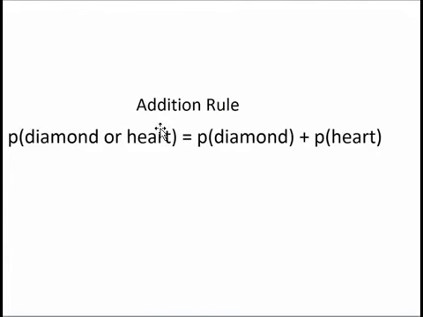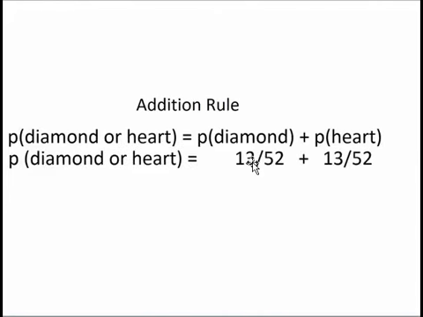To use the addition rule, we just have to add the probabilities of the two separate events. The probability of a diamond is 13 over 52, because in a deck of cards, 13 out of 52 cards are diamonds. The probability of a heart is 13 over 52 because 13 out of 52 cards are hearts.